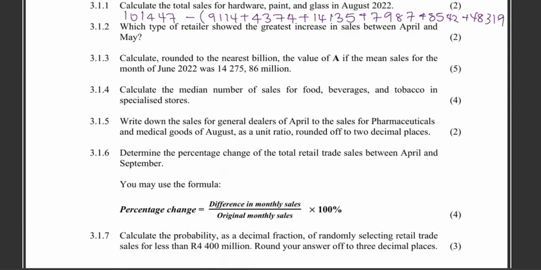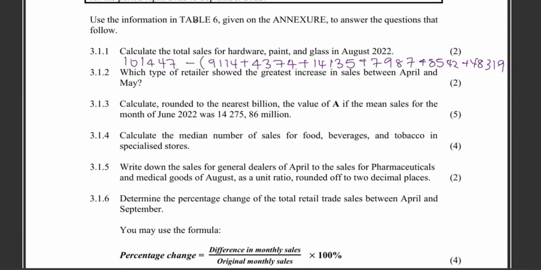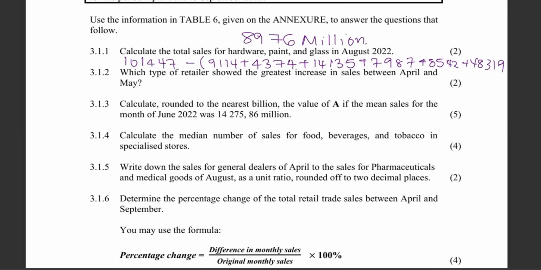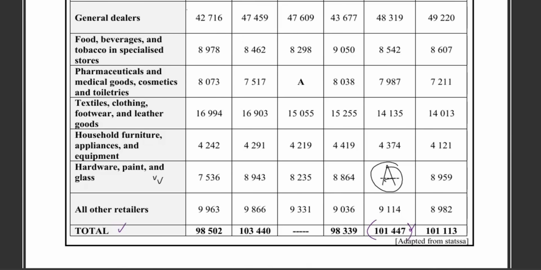So after you've done this, I believe you will end up having the answer as. So the missing value there, it's this much. As I told you, please indicate that it's million, because the values given to you are in million. They're asking which type of retailer showed the greatest increase in sales between April and May. April and May, which one showed the greatest increase? Which one between April and May?